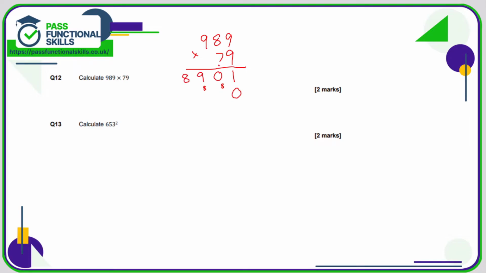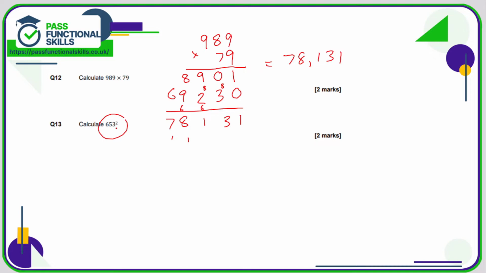Put in a 0 because this is the 7 of 70. 7 times 9 is 63, so that's a 3, carry the 6. 7 times 8 is 56. 56 plus 6 is 62, so 2 carry 6. 7 9s are 63. 63 plus 6 is 69. Add these together. 1, 3, 11, carry the 1. 10, 18, carry the 1. 6 plus 1 is 7, so the answer is 78,131.